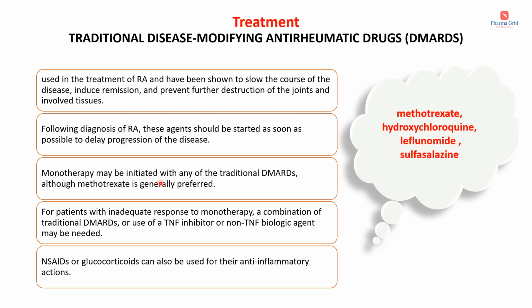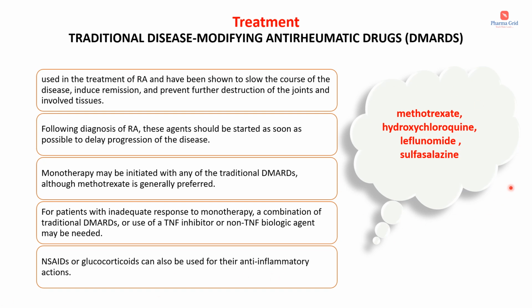Monotherapy may be initiated with any of the traditional DMARDs, although methotrexate is generally preferred. For patients with inadequate response to monotherapy, a combination of traditional DMARDs, that is, disease-modifying anti-rheumatic drugs, or use of a tumor necrosis factor alpha inhibitor or non-TNF biologic agent may be needed. NSAIDs or glucocorticoids can also be used for their anti-inflammatory actions.